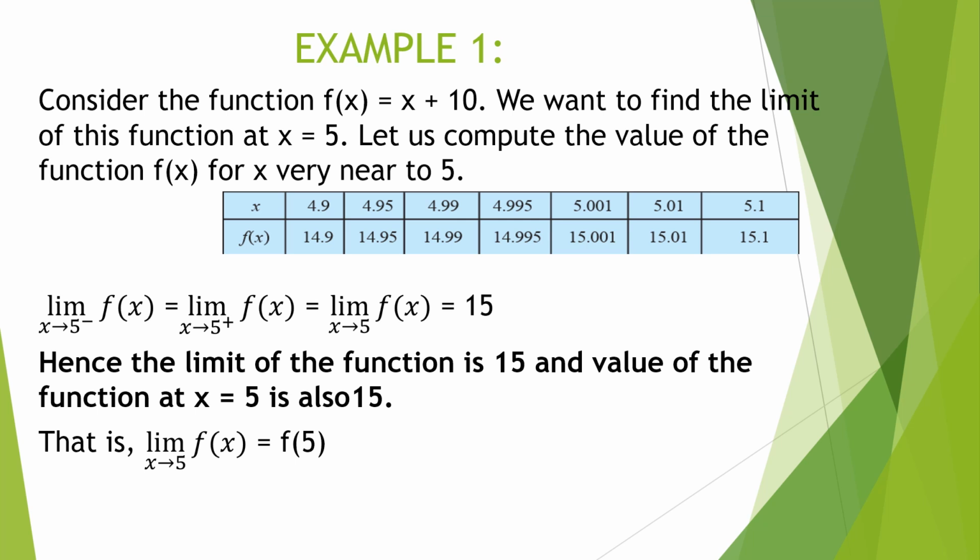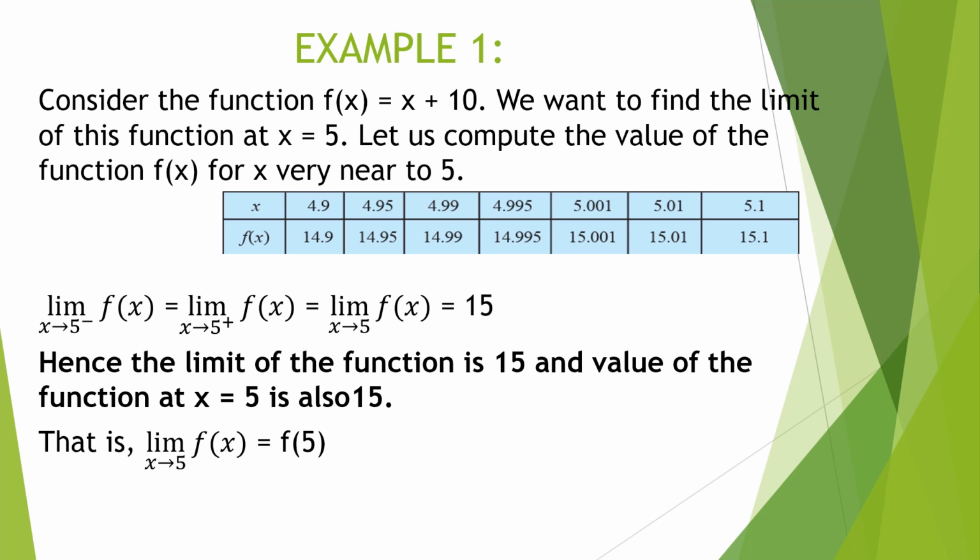Similarly, when your x value approaches 5 from the right hand side, 5.1, 5.01, 5.001, f of x value also approaches 15: 15.1, 15.01, 15.001. So precisely it goes near 15. Hence, the left hand and right hand limits are same and that value is called the limit of the function. Hence, the limit of the function is 15 and the value of the function at x equal to 5 is also 15.